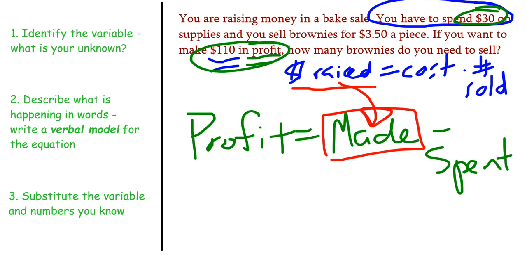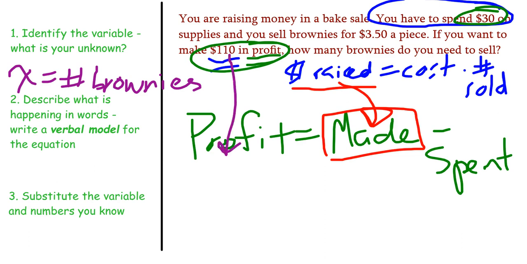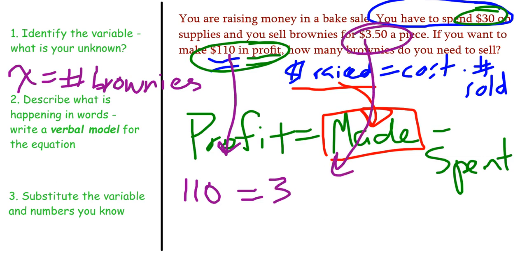So let's go ahead and put these numbers and variables into the equation. Our variable is going to be the number of brownies, because that's what we're trying to solve for. Not the number that we sell to make $110, but just the number of brownies that are sold. We want our profit to be $110. The amount of money we make: we're selling the brownies for $3.50 apiece, so that's $3.50 times X.